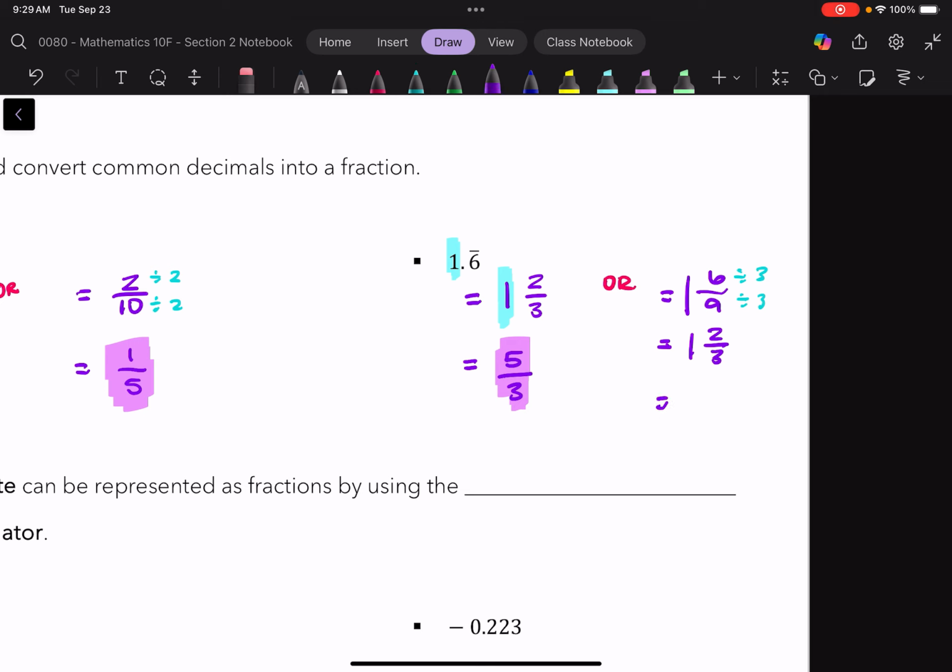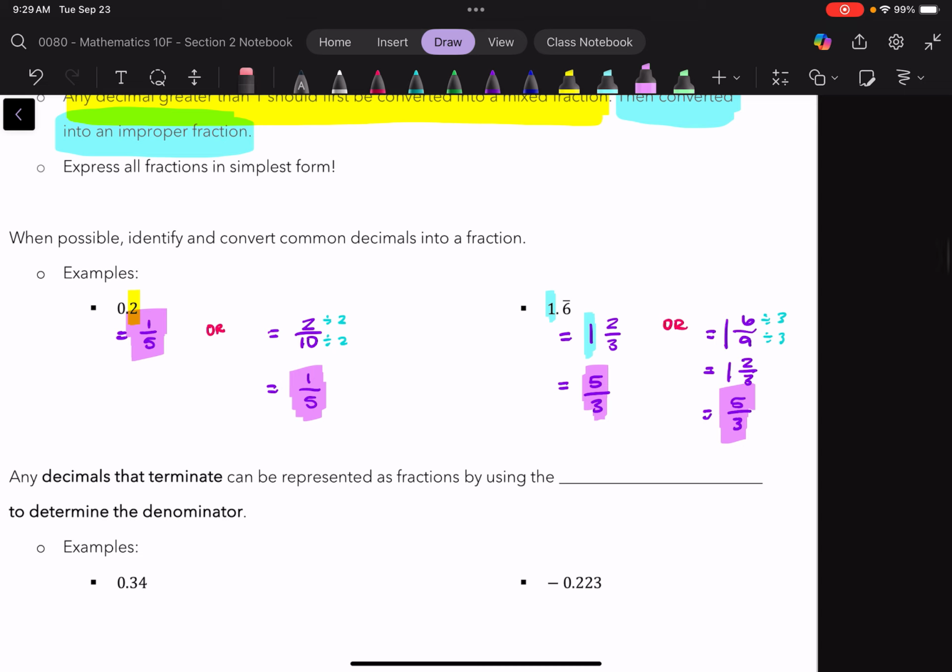Okay, next step is I simply go ahead and convert to improper, and we've already done this on the other side. So I can see that I get matching answers. Again, I will not ask you to use one method or the other. I want you to be able to go ahead and do what works for you.